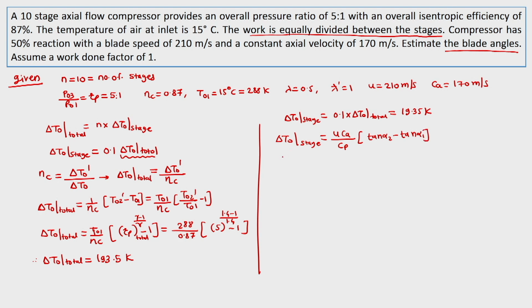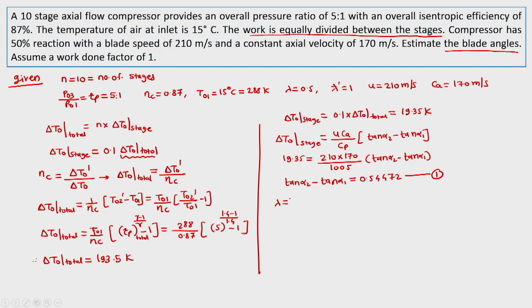So we can put delta T naught stage, which is 19.35, is equal to U, which is 210, into Ca, which is 170, divided by Cp, which is 1005, into tan of alpha 2 minus tan of alpha 1, and this gives us a relation which says that tan of alpha 2 minus tan of alpha 1 is equal to 0.54472. We name it as equation number 1.